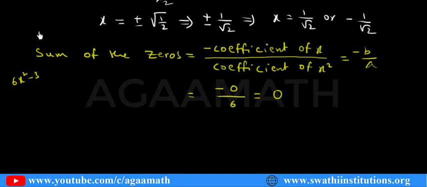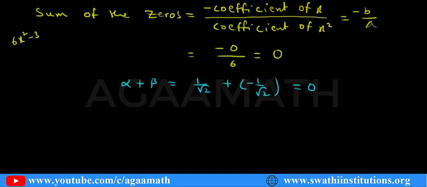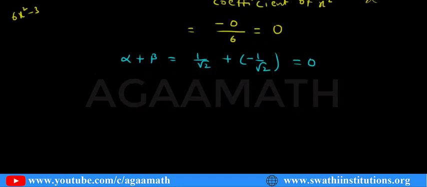Now let us take the zeros and verify. Alpha plus beta means the sum of the zeros. That means 1 by root 2 plus minus 1 by root 2. When both are added, the positive and negative, they are equal to 0. So here the sum got verified, with the coefficients as well as with the zeros. Right, now let me check with the product.